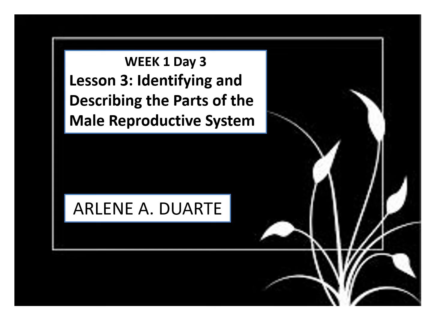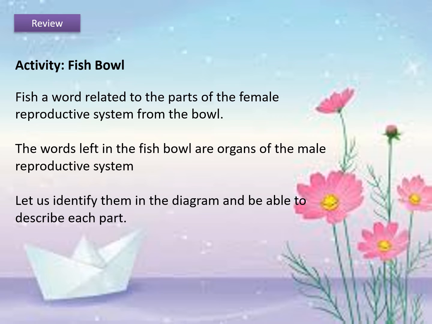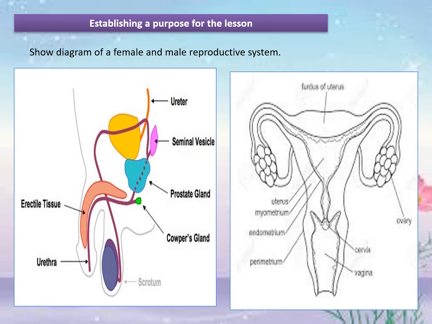Okay, week 1, day 3, lesson 3: identifying and describing the parts of the male reproductive system. First, a word related to the part. Ito ay gagawin na lang. Show diagrams of a female and a male reproductive system. So, yan po ang reproductive system ng male and female.